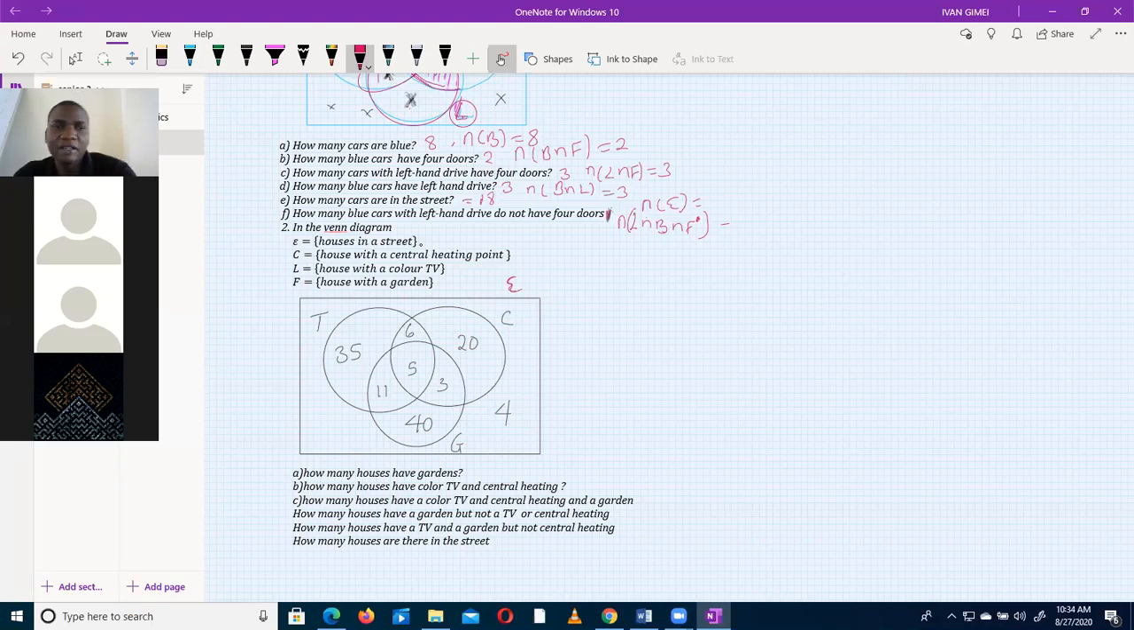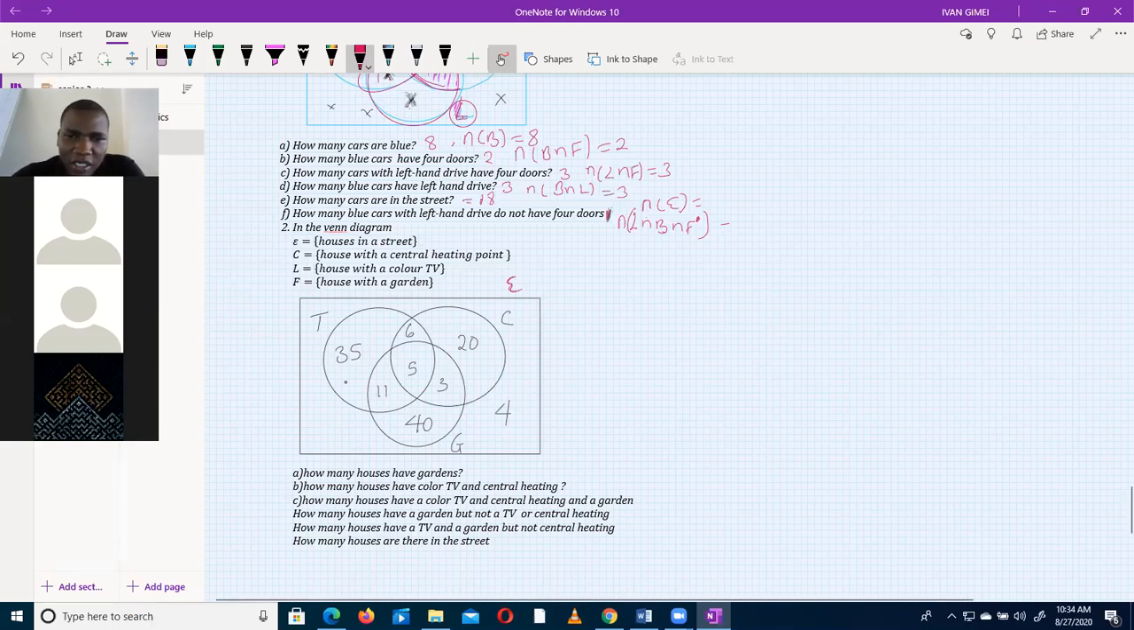Now, when you're dealing with sets, make sure you define symbols. You define them in questions where they are not defined. You define them before you start. So in this case, they are defined for us. The universal set is representing the number of houses in a given street. C, houses with central heating point. L, houses with color TV. And F is houses with a garden.